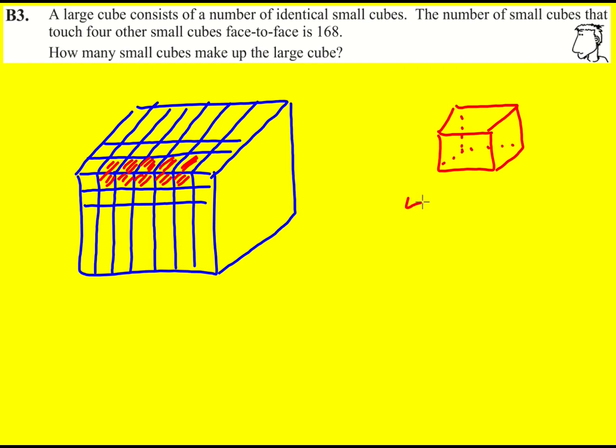Well, we've got four at the front in this square here, and then we've got four at the back with this square here, and then we've got another two here and another two here. So 12 edges in total.